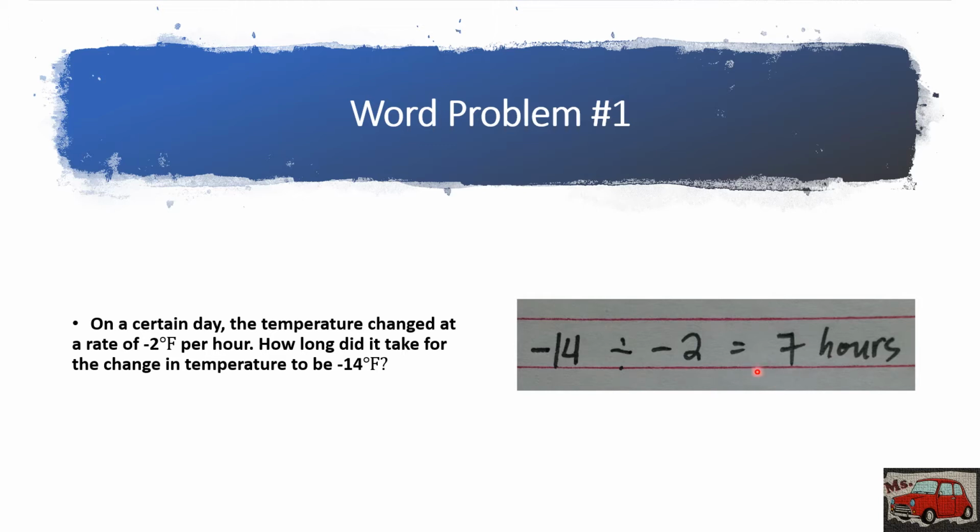And the answer is 7. So, dahil kada oras, nababawasan ng 2 degree Fahrenheit. So, ibig sabihin negative kasi nababawasan. Okay? So, ibig sabihin 7 times na mangyayari or 7 hours ang lilipas bago mabawasan ng 14 degrees Fahrenheit or -14 degree Fahrenheit. Okay?